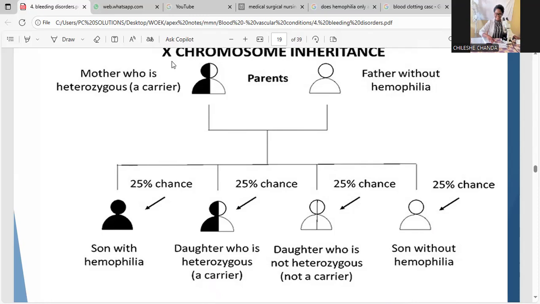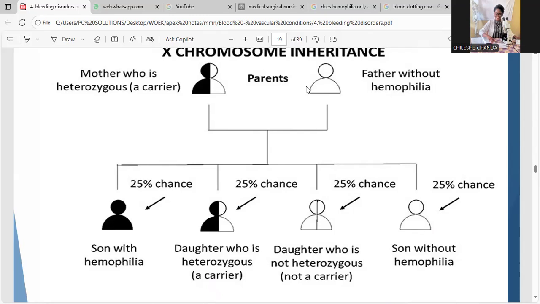Now, since it is recessive, the disease is not going to show itself. However, the patient will be a carrier. This woman who has two X chromosomes, one X chromosome will have the hemophilia A, while the other one will not have it. Therefore, this woman will be a carrier.